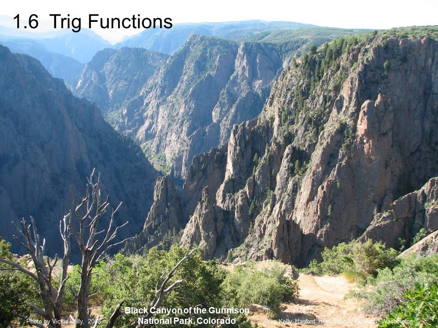Lecture 1.6, Trig Functions. This photo is of the Black Canyon of the Gunnison National Park in Colorado. The photo was taken by Vicki Kelly in 2008. This canyon is so narrow that some parts of the river only see the sunlight for a few minutes at midday when the sun is directly overhead.